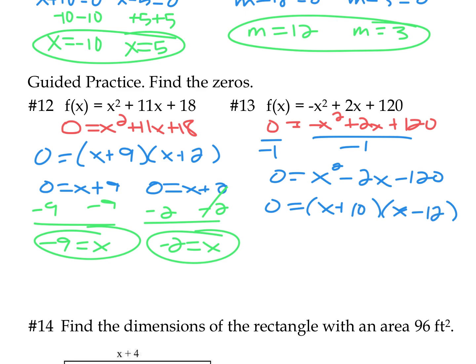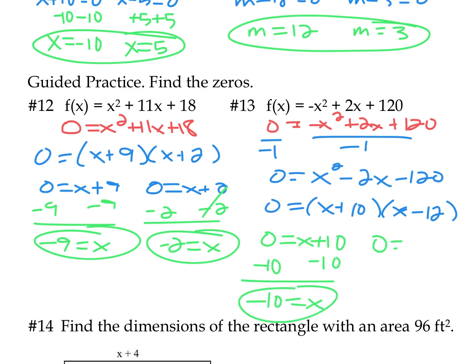And then when I set those each equal to 0, and I subtract 10 on both sides, I get negative 10 equals x. And I set the other factor equal to 0, right? All factors equal to 0. And I'm going to get 12 equals x. So that's x equals negative 10 and x equals 12. So 12 and negative 10 are my two solutions.